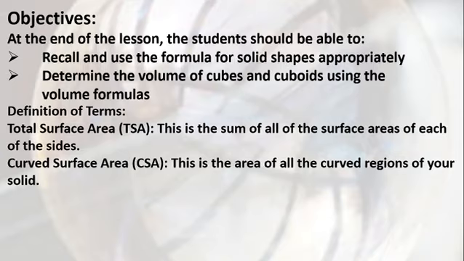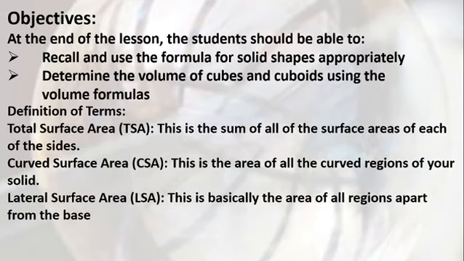Now the curved surface area is the area of that curved region of your solid, and that's different from the lateral surface area. You also have what we call the LSA, which is the lateral surface area, and that is the area of all regions apart from the base. Okay, so in this case it might not particularly be curved, but every region of your shape apart from the base, the base is that lower part where it's resting on, and of course the opposite side to that. Okay, that's the base mostly for cylinders anyway. All right, but the lateral surface area is the area of all regions apart from the base of your shape.